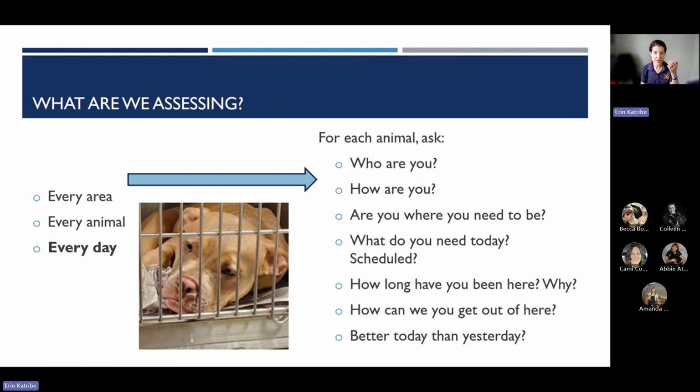And this is a set of questions that we ask. Like, who are you? So identification. How are you? Both behavioral welfare and physical welfare. Are you where you need to be, right? Do I have a highly adoptable puppy that's hidden in the back area of the shelter where none of the adopters can see it? What do you need today, or what do you need scheduled? For example, vaccines or surgery. How long have you been here and why? How can we get you out of here? And then from a welfare standpoint, are you better today than you were yesterday?